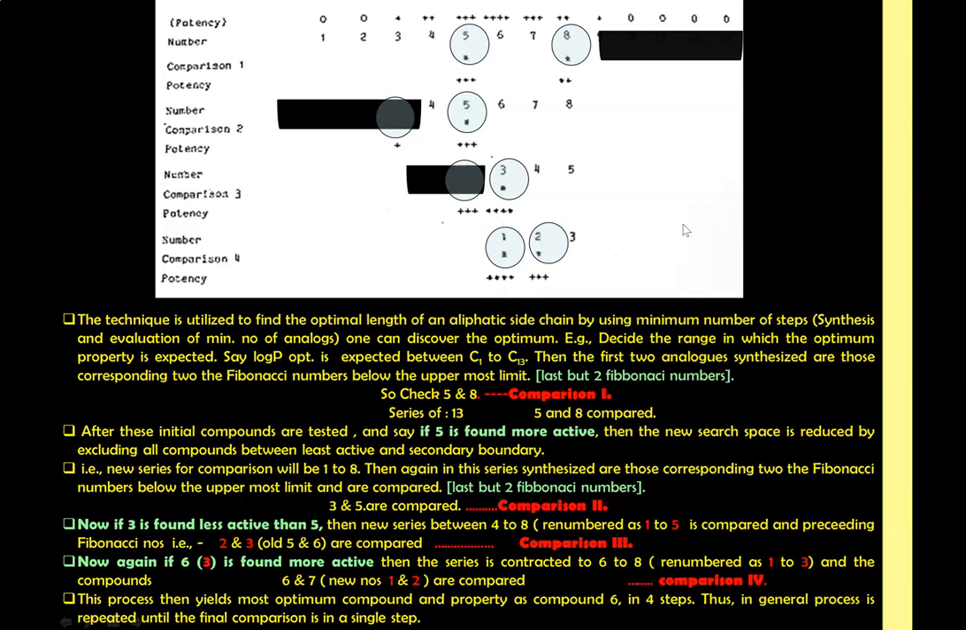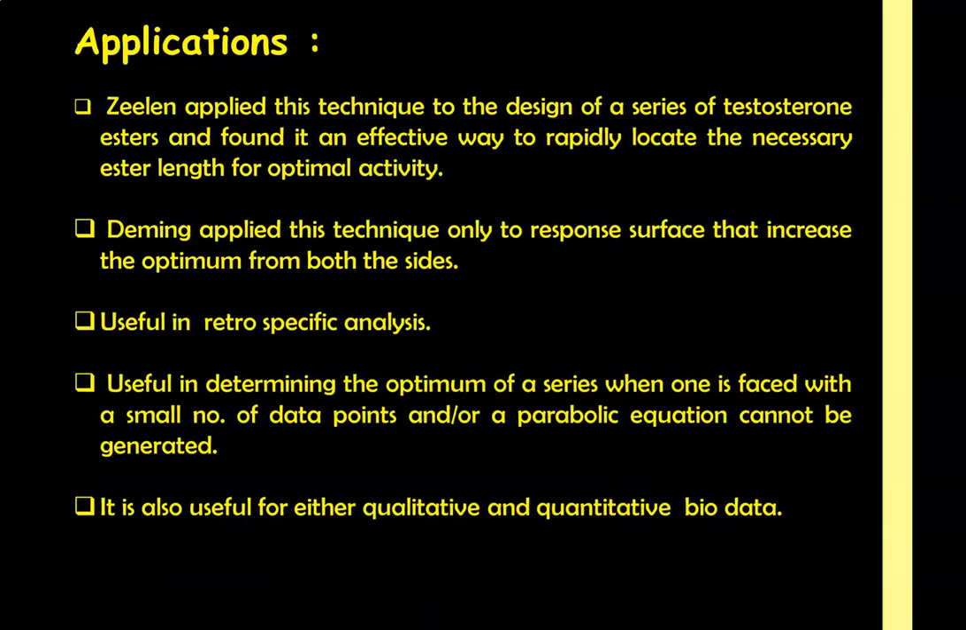So 7 carbon length is active. This is a wonderful search technique. It has been used earlier by scientists, particularly in the steroid series. It is very good, and it is useful to give you very good biological data. Thank you.